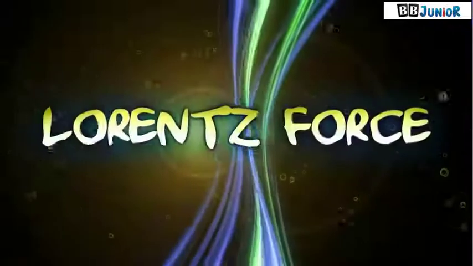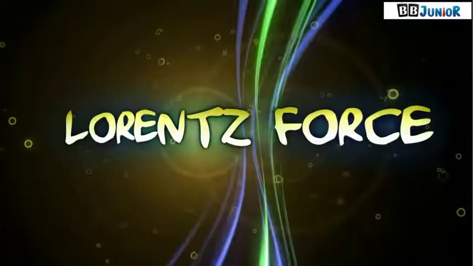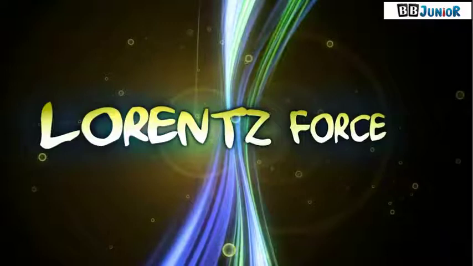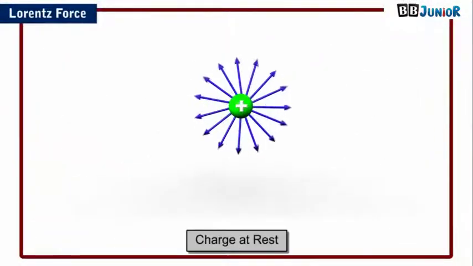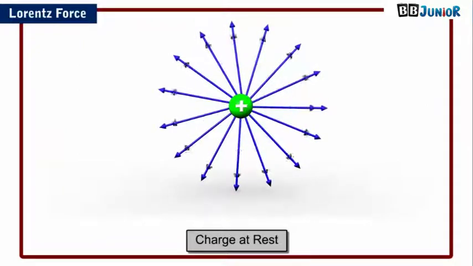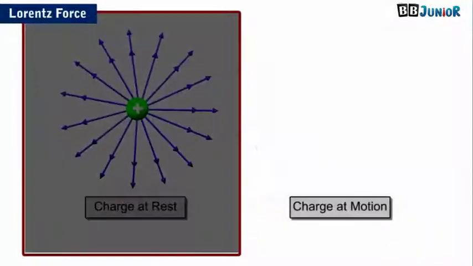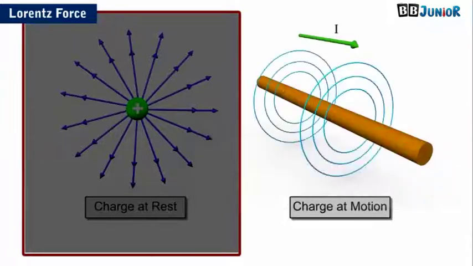In this module, we will be learning about Lorentz force. As you learned earlier, charges at rest produce an electric field. Moving charges or a current passing through a conductor produces both an electric and a magnetic field around it.